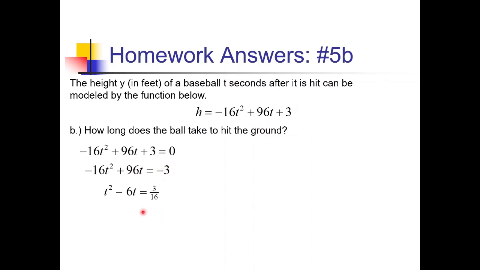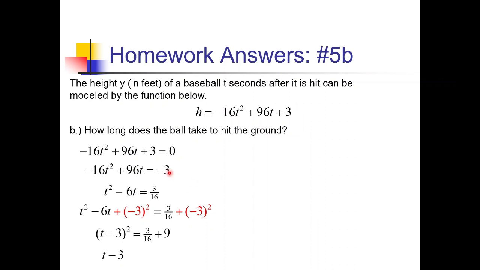Now I'm going to complete the square for the left side. Half of my b value, half of negative 6, is negative 3. So I'm squaring that and adding that to both sides. That allows me to factor the left side into t minus 3 squared. And on the right side, this is just plus 9 over here. So when I square root both sides, I've got a t minus 3 on the left side. And on the right side, I have plus or minus square root of whatever 3/16 plus 9 is.